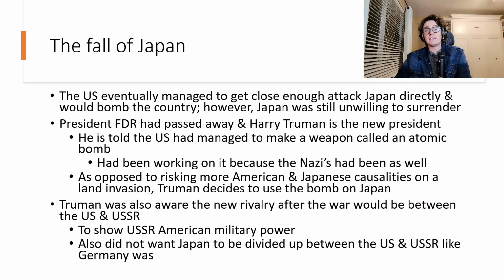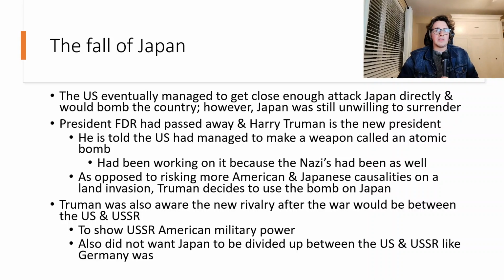The new president is going to be told, hey, the U.S. is making an atomic bomb. Truman, as vice president, didn't even know about the creation of the nuclear bomb. It was only privy to the president. Originally, the atomic bomb was being developed for the Nazis.